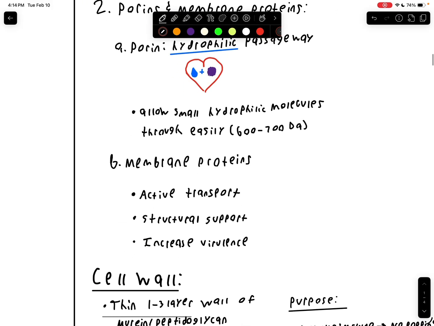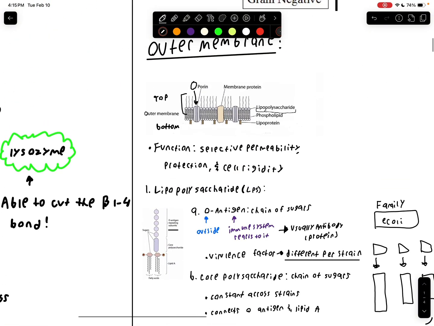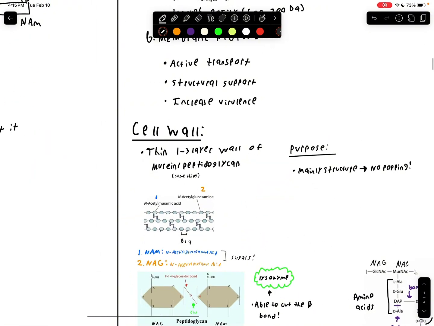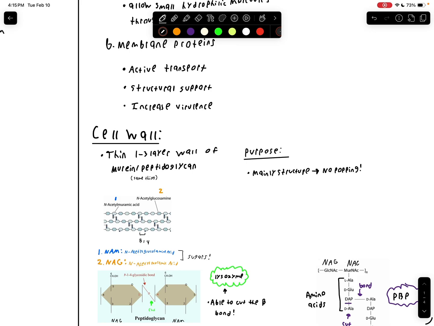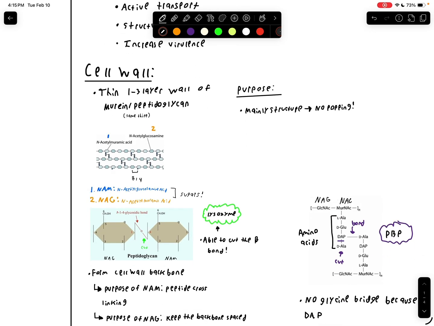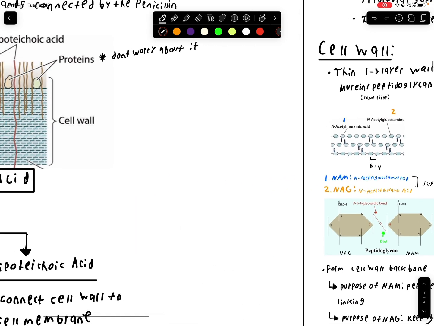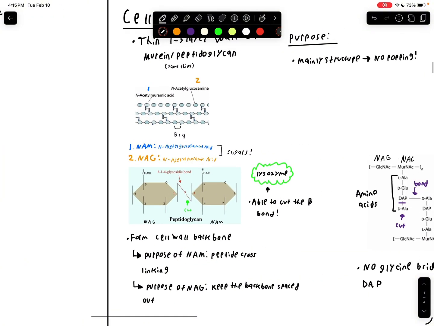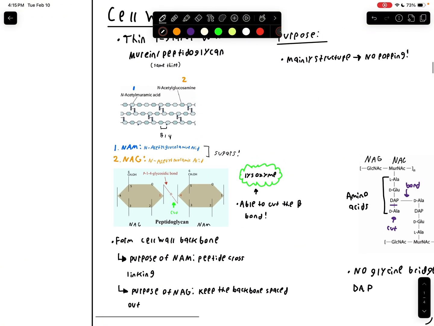Now, there's also the membrane proteins. These allow for active transport, which means things that aren't small and hydrophilic being allowed to pass through selectively. Structural support, it helps to keep this membrane together, and they increase virulence, as we've talked about before. So, now that we've gone through the outer membrane, we can go back into the cell wall. So the cell wall you'll find is very similar to the cell wall of the gram-positive. However, it's much smaller, and there are some differences.